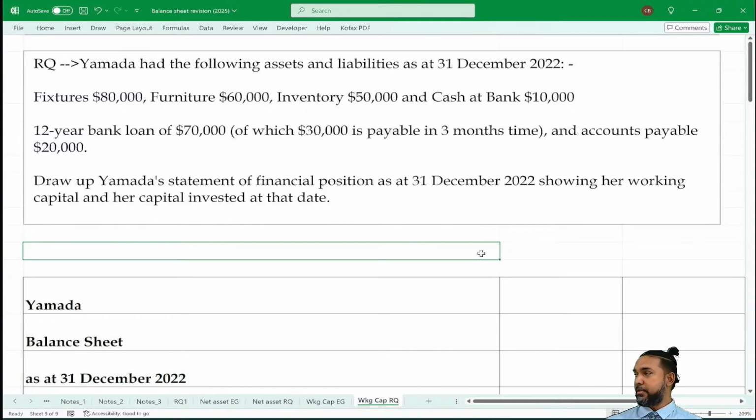What we're doing is the same information, but we're doing a different format. We're doing it in the working capital format now. We just did the working capital example last class, so we recapped it. So you're doing the working capital format now.